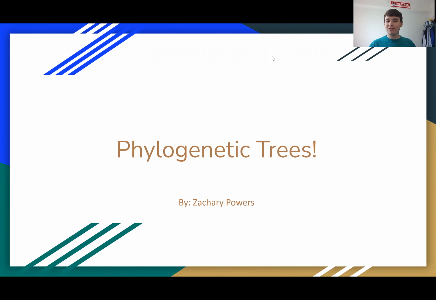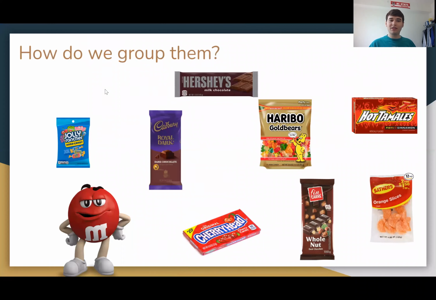Today we're going to be talking about phylogenetic trees, and we're going to be using a candy example to discuss that. So we have all these candies here. We have Jolly Ranchers, M&Ms, dark chocolate, cherry candy, dark chocolate with nuts, orange slices, hot tamales, gummy bears, and milk chocolate. So we have to figure out what's the best way to group these together. We're going to use a phylogenetic tree, just like we would do in genetics, to help us find the items with the most similarities.